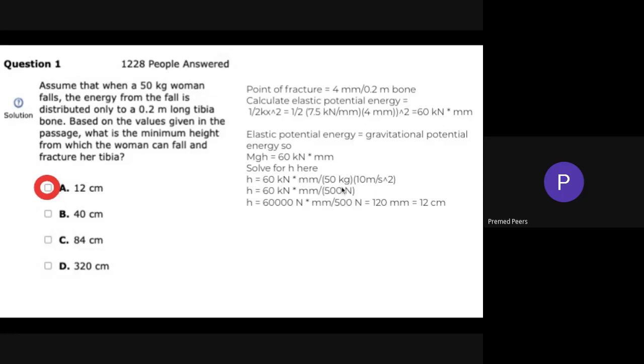So it'd be 60 divided by mg, m is 50, g is just gravity, 10 meters per second squared as always, and then you would get 60,000 newtons, because you're converting kilonewtons to newtons, divided by 500 newtons will give you 120 millimeters, which is 12 centimeters. Any questions on this?